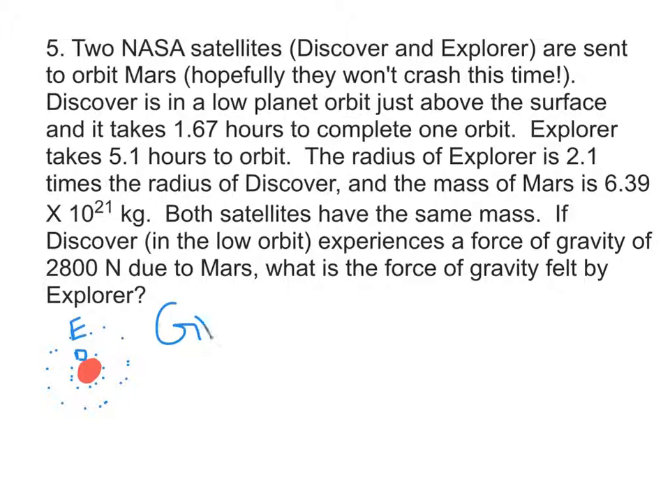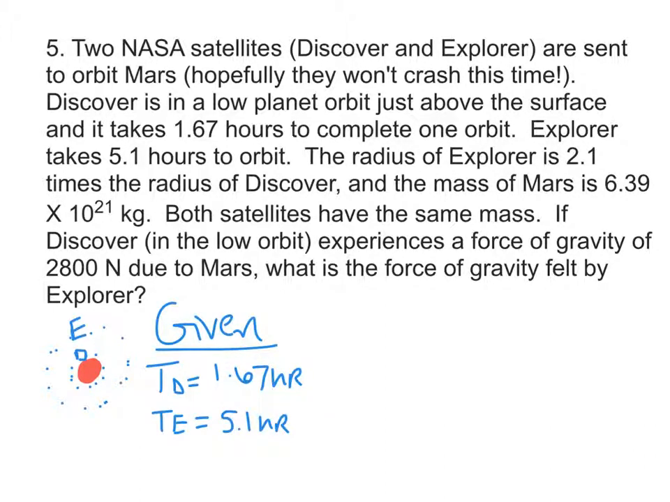So for our given information, we know that the period for Discover, I'm just going to call that TD, is equal to 1.67 hours. We know that the period for Explorer, I'll call that TE, is 5.1 hours. The radius for Explorer, call that RE, is equal to 2.1 times the radius for Discover. Doesn't matter if you use capital or lowercase r. Let's make that lower for consistency.